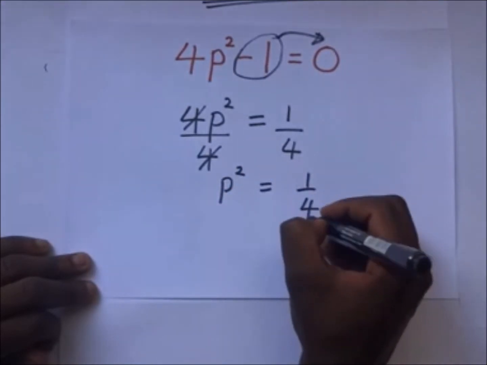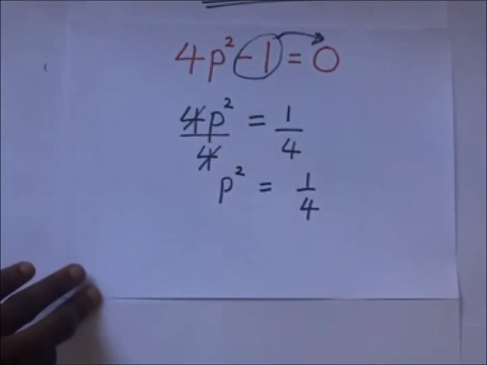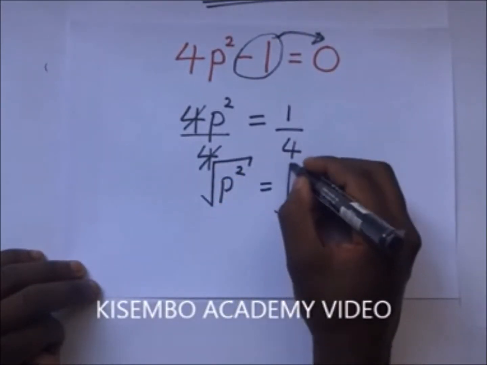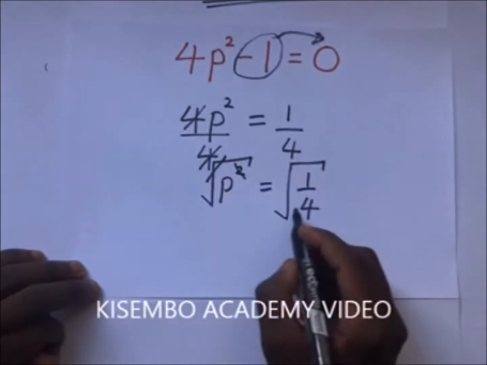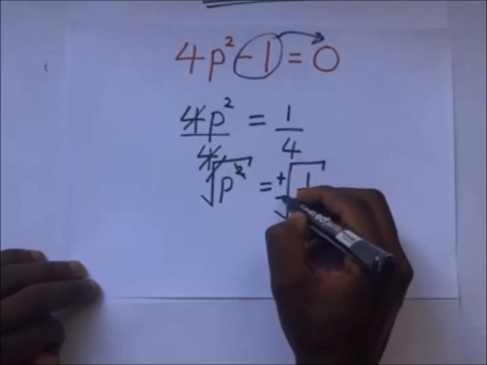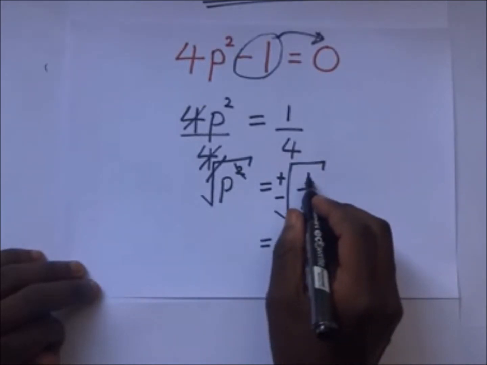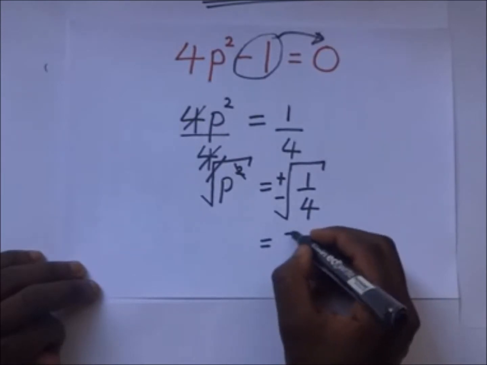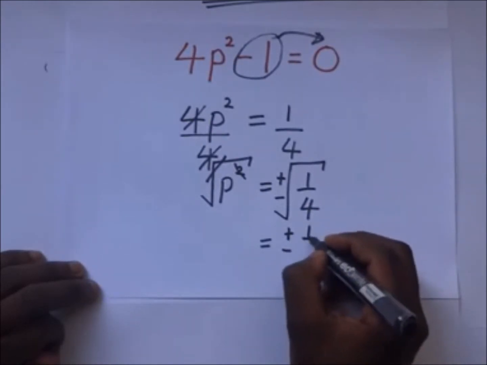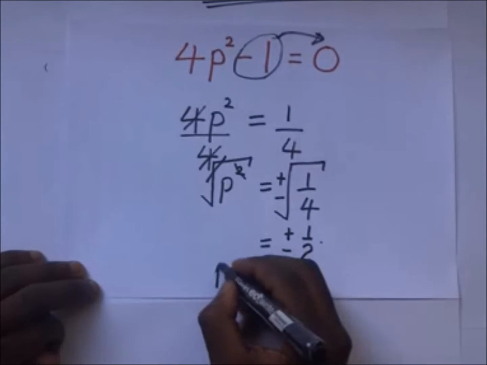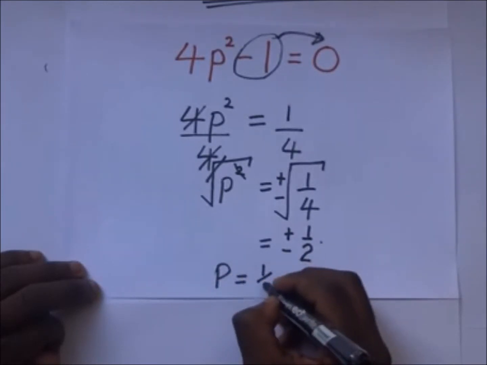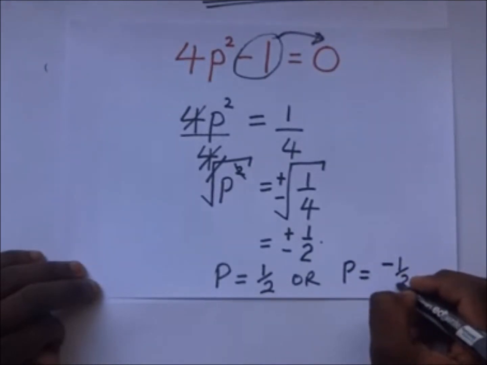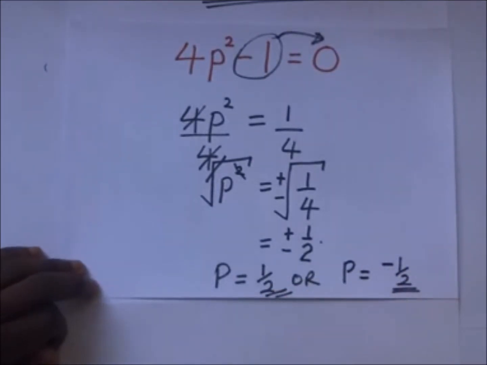us a quarter. But we are not interested in p squared, we are interested in the value of p. So to remain with p here means we are supposed to find the square root on both sides. And of course, here the square root of a quarter is either positive or negative. And so here the square root of 1 is 1, because 1 times 1 is 1. The square root of 4 is 2. So we are going to have positive or negative a half. So p is either a half or p is negative a half. So those are the two values of p.